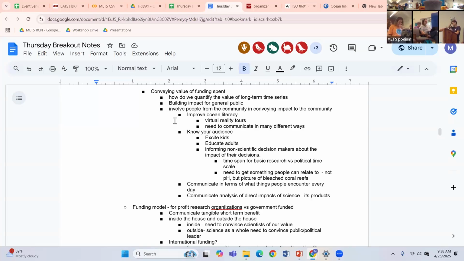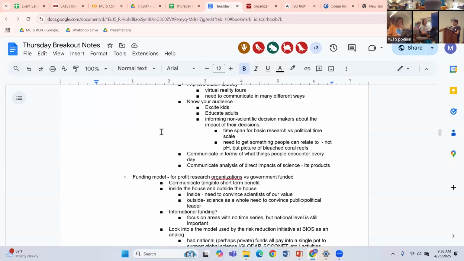And then there were examples from Plymouth where they had virtual reality tours, that people would come and put on virtual goggles and walk through the data. And so the idea is if we could excite the kids, excite the adults, maybe we get a bit more traction more globally.